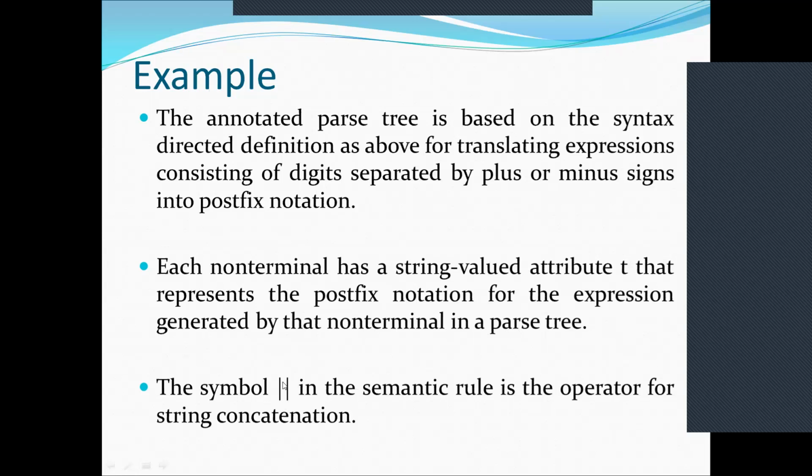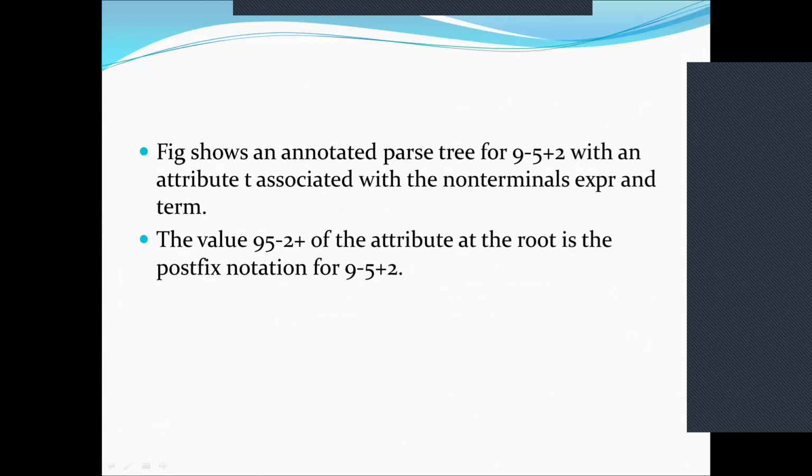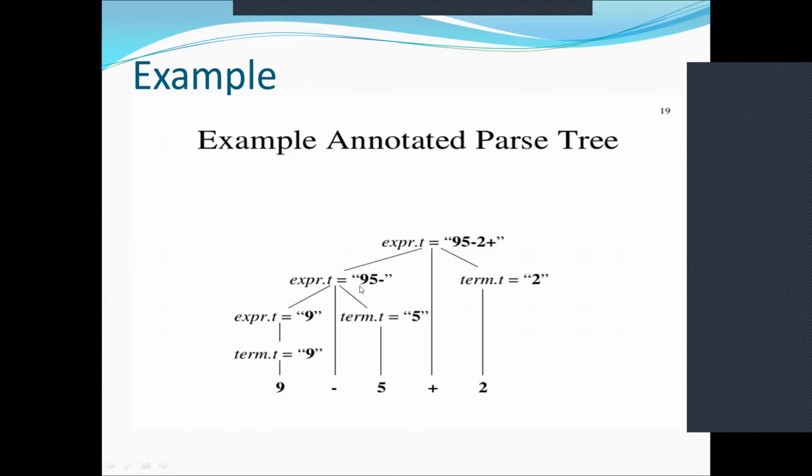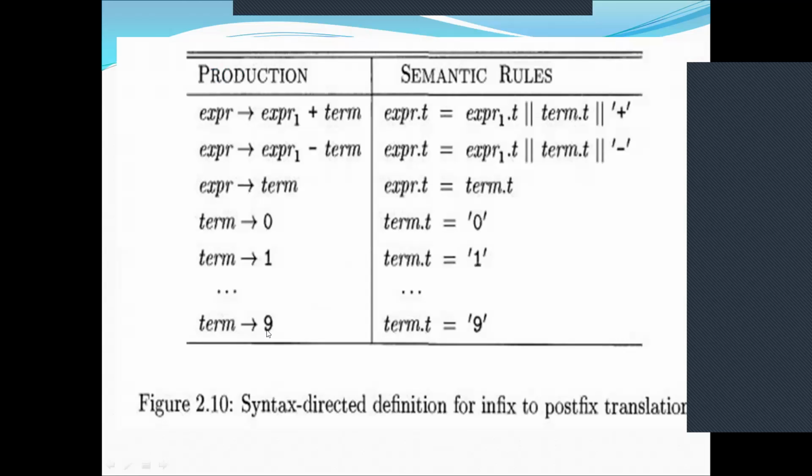And this double bar is nothing but a semantic rule. If you remember, the semantic rule is associated with every node, as I said in the earlier slide. So this is the operator for string concatenation. Meaning, you'll see here, when 9, 5 and minus are operated, these are all string concatenations. This string concatenation comes because we are associating the attribute with these interior nodes.